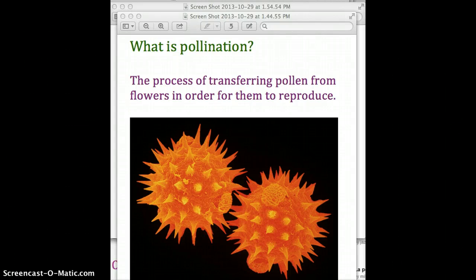All right, today we're going to learn about pollination. Now, what exactly is pollination? Well, pollination is the transferring of pollen from flowers. It's important because it is needed for flowers to reproduce. This is actually the first step in the reproduction process of flowers. Now here we see a magnified image of two granules of pollen.